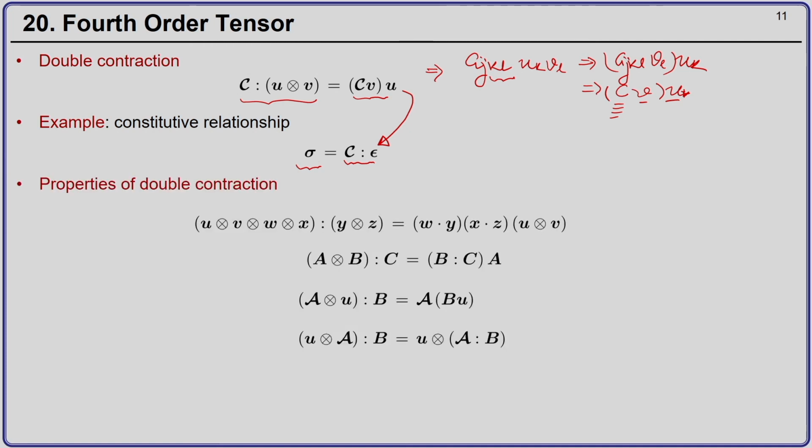Now, there are certain properties of double contraction associated with fourth order tensors, and this we have listed here.